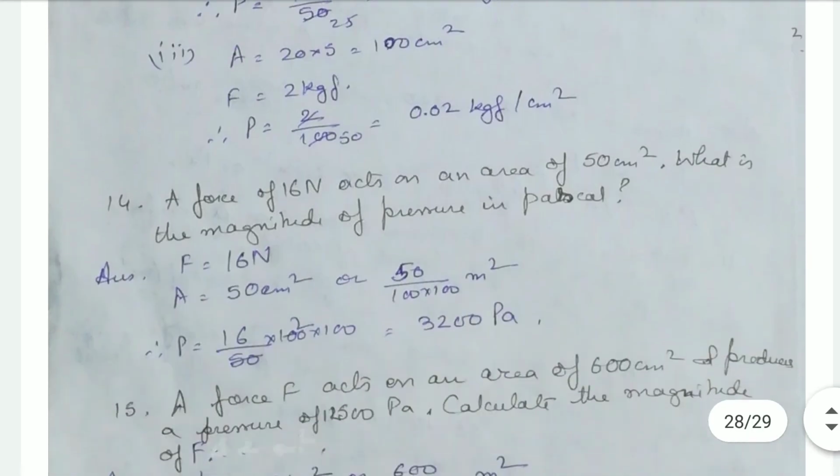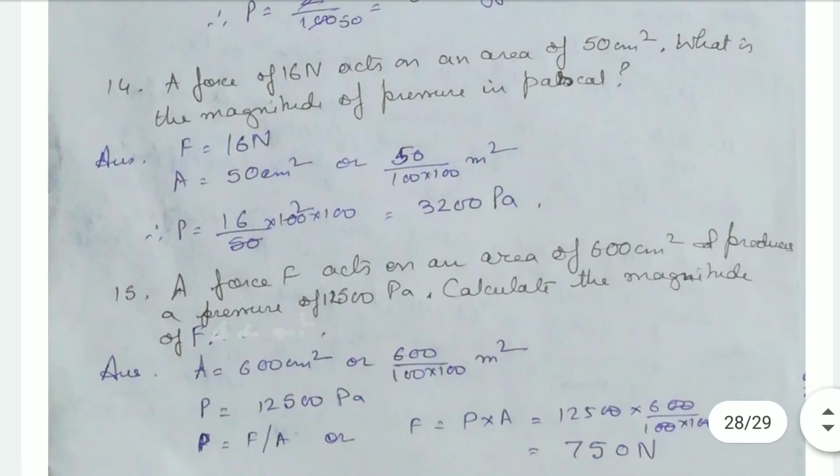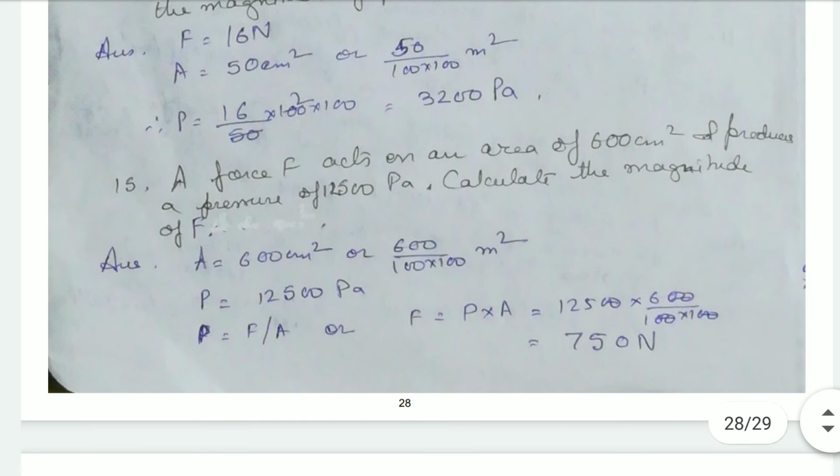Then question number 14, a force of 16 Newton acts on an area of 50 centimeter square. What is the magnitude of the pressure in Pascal? Again, area is given, force is given, so pressure will be equal to 3200 pascals. Then a force F acts on an area of 600 centimeters square and produces a pressure of 12,500 pascals. Calculate the magnitude of force.